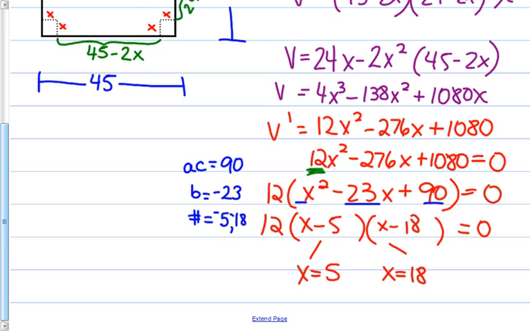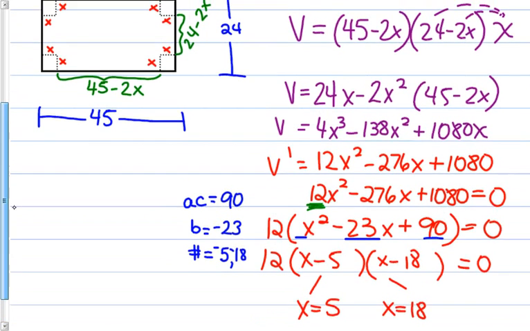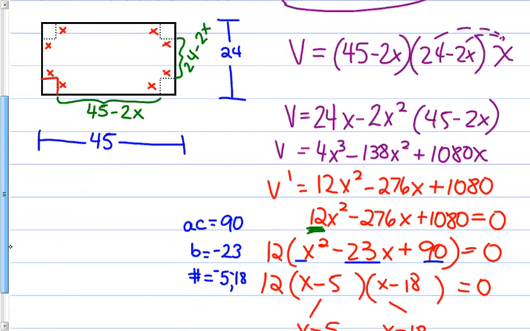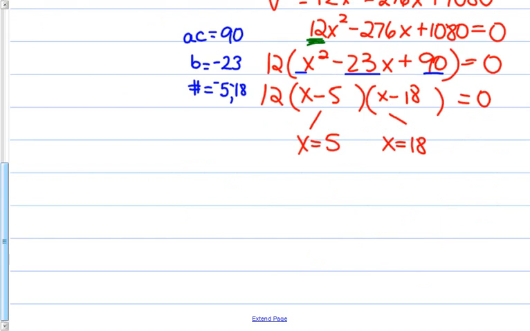Now look at these numbers. x is 18 should not make sense, because I would be cutting out a square. Like this little square right here would be 18 by 18, leaving behind a lot less. The length and the width of the box would be compromised to be even smaller. So most likely that's not going to hold the most volume. But no big deal, because the way we figure out which is the maximum is by doing a sign chart.